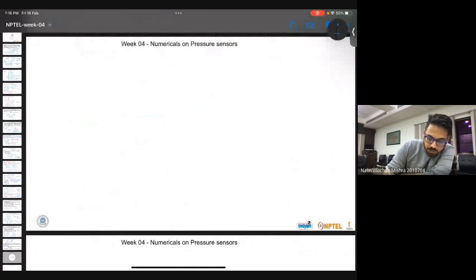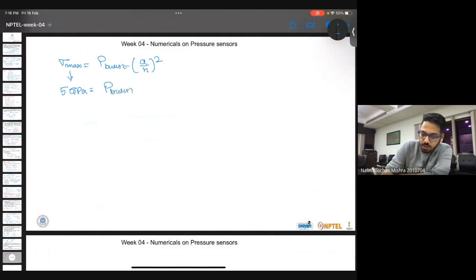So as I was saying, sigma max can be given as P burst times (A by H) whole square. The value of sigma max is given as 5 gigapascal. P burst is unknown, and the ratio A by H you can calculate, which will be 2500 after squaring it.